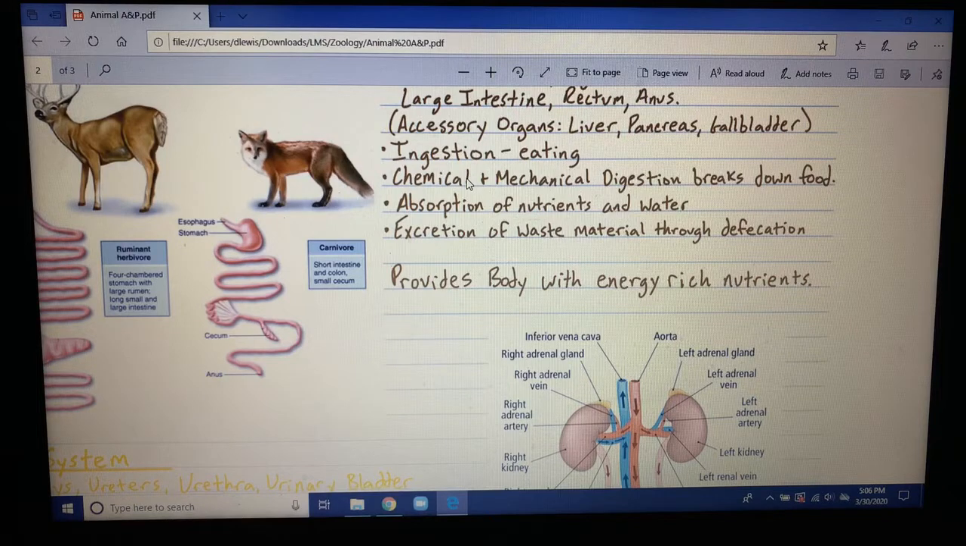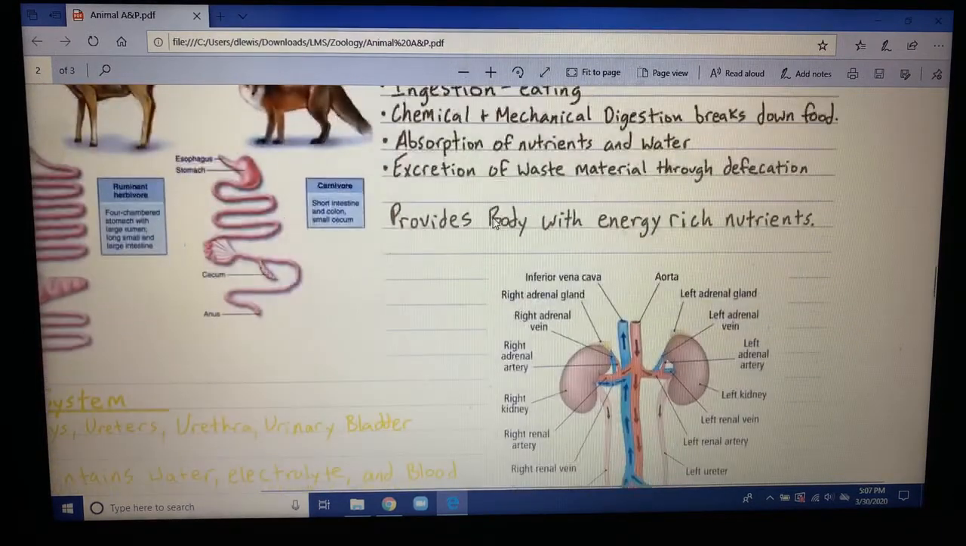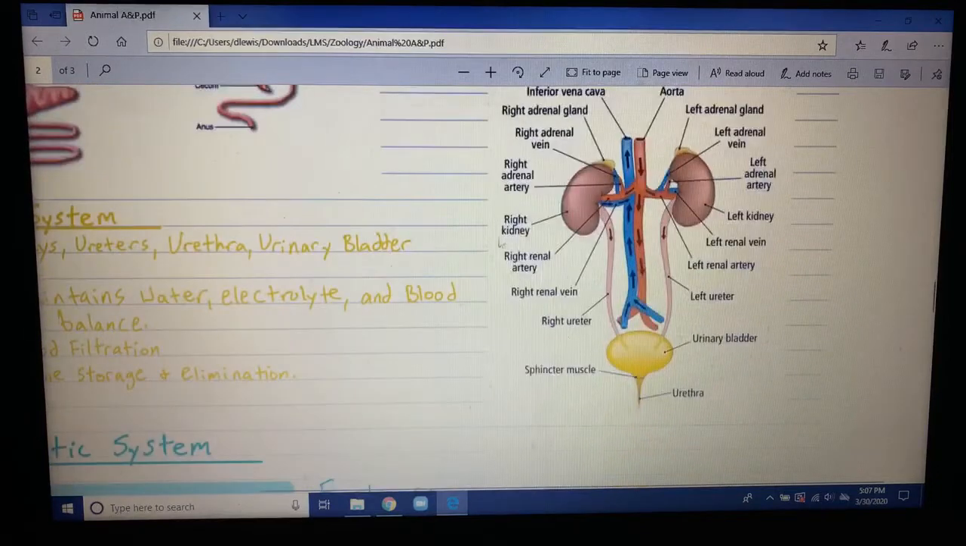As it moves into the intestines, both the small and large, we'll see an absorption of nutrients and water. And then after the nutrients have been taken out and after the water's been taken out, that material begins to solidify a little bit and it forms stool, which is then excreted as waste through defecation. But the whole point of this system is that it's going to provide the body with energy-rich nutrients.